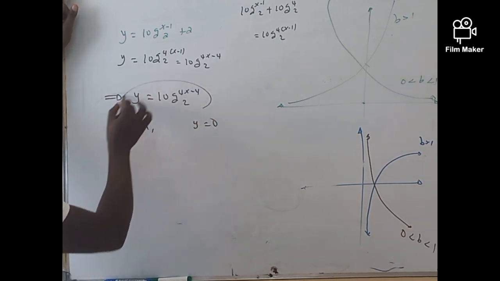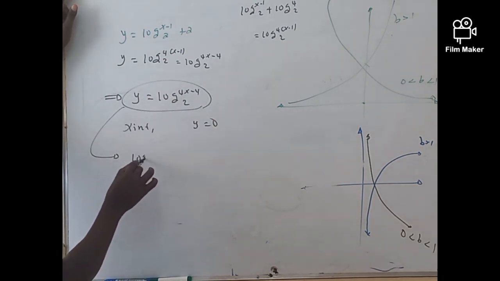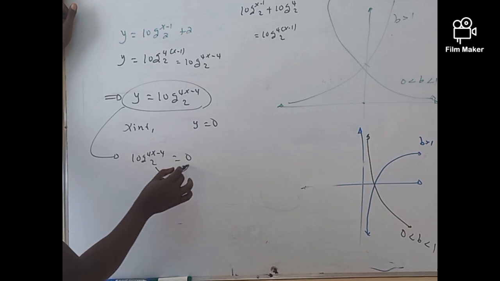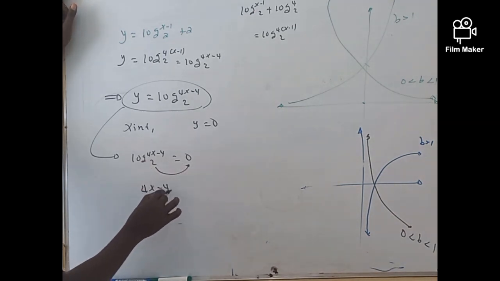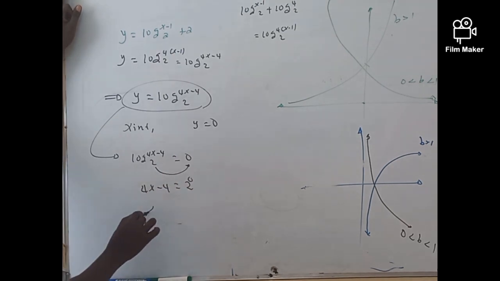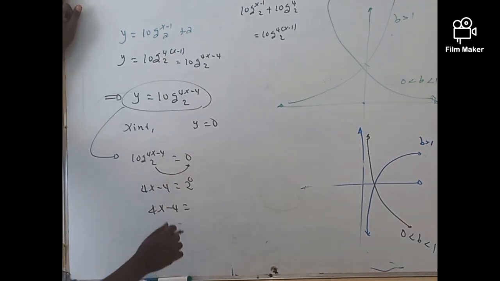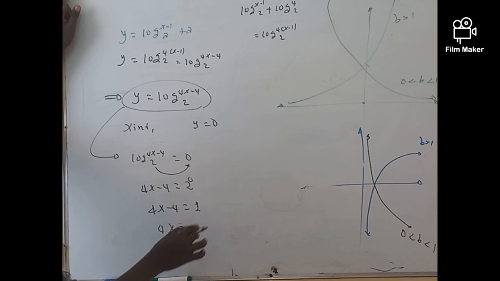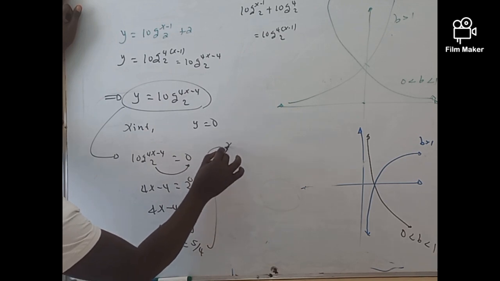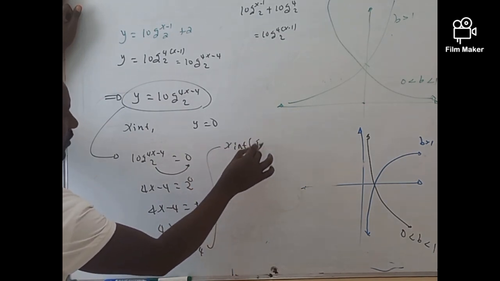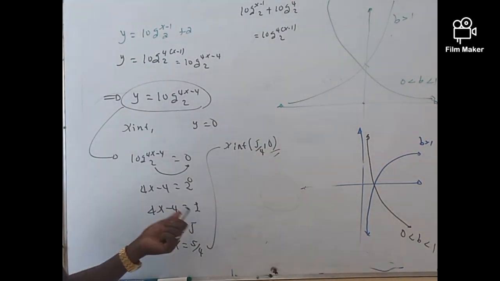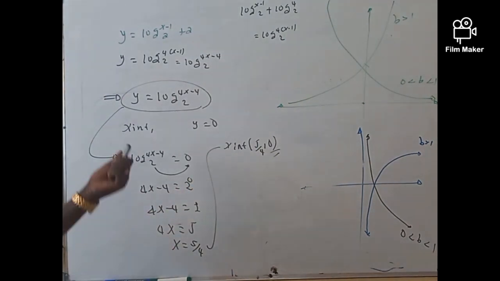Let's come back to this again. Now the logarithm of 4x minus 4 to the base 2 is going to be 0. Then turn this into exponential: 4x minus 4 is 2 raised to 0. 4x minus 4 will be perfectly 1. And 4x is going to be 4 plus 1, that is 5. x will be 5 over 4. So this implies that the x-intercept will be (5/4, 0). This is the way we determine the x-intercept of this one.